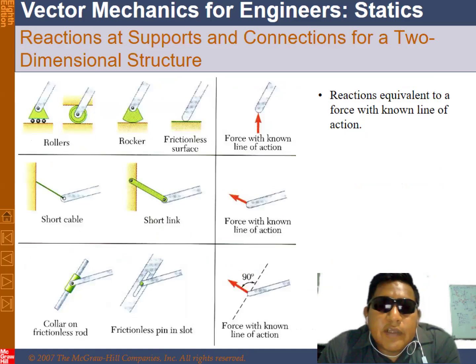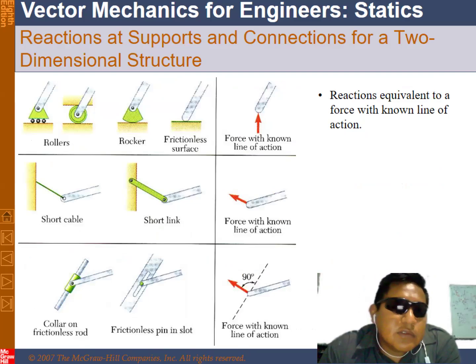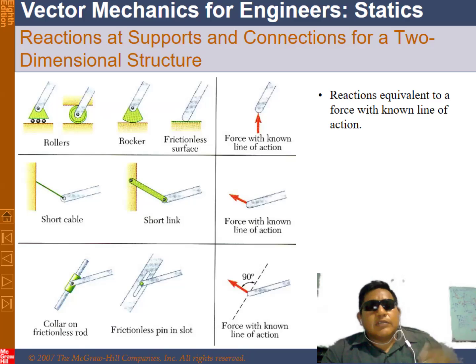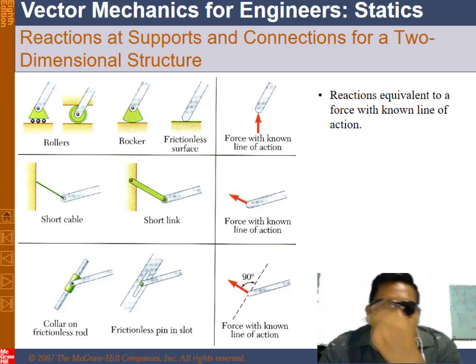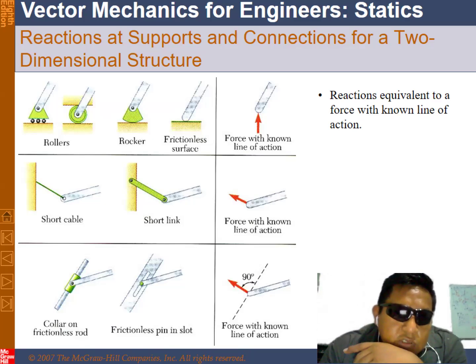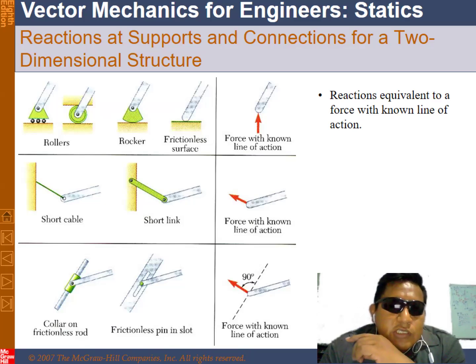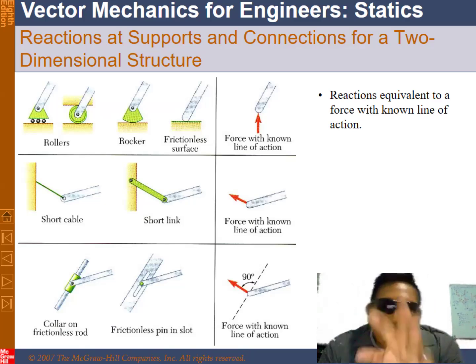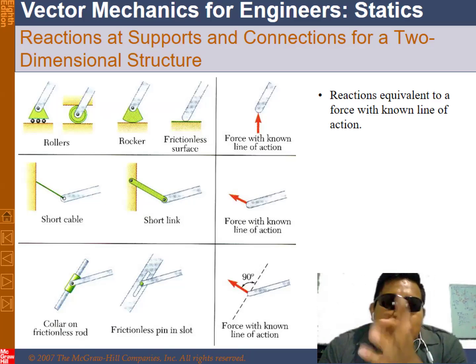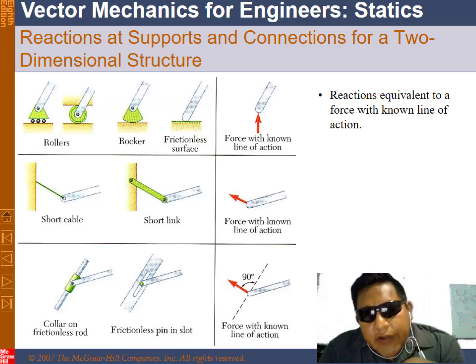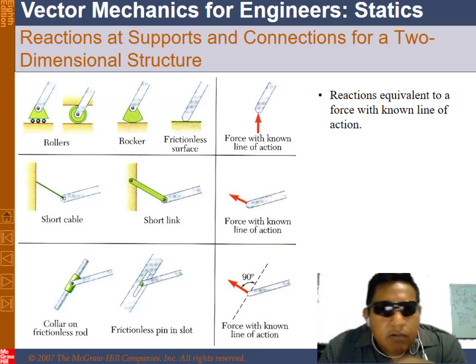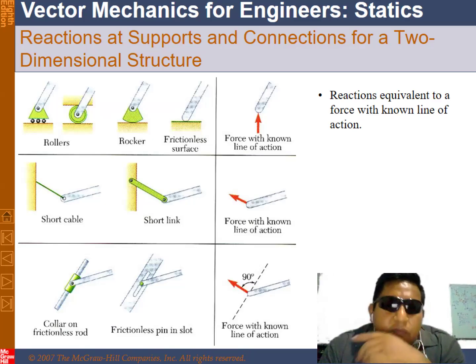Reaction at the support and connection for the two-dimensional structure. It's also important, for example, the rolling support has a large contact with the pavement, with the floor. The fixed support has 1, 2, 3 points of contact with the mechanical structure. In this case, there is only one point of contact between the pavement and the mechanical structure. And this area is larger, very few.